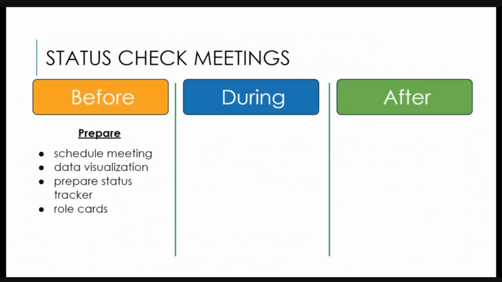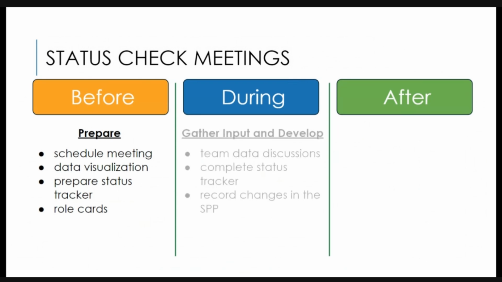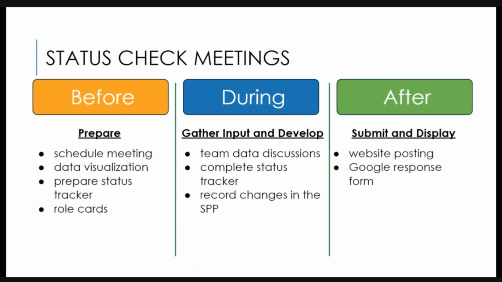Then during the meeting, there are tasks that should be completed to help you review data and gather input from the CI team to further develop the plan for the school year. And finally, after the status check meeting, there are specific requirements to submit the completed work and to display and share the information with your school community.